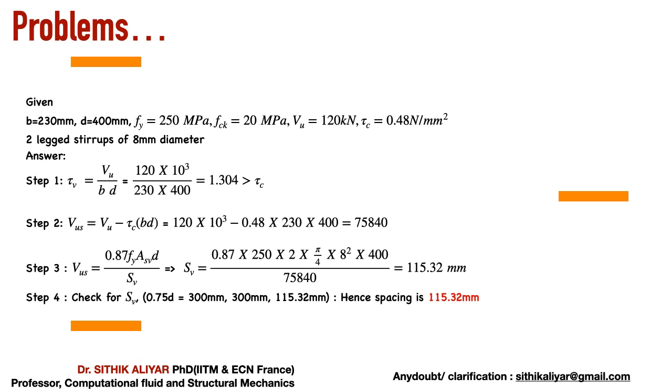The problem has given vertical stirrups. So VUs is equal to 0.87 Fy ASV D by SV. So SV is equal to, you substitute everything: you know Fy, you know ASV. ASV is two legged stirrups, 2 into pi by 4 into 8 square, and depth is given, and you know the extra shear force to be designed. SV comes to 115.32 mm, and then you should do the checking step. For vertical stirrups, it should not be more than 0.75 D and it should not be more than 300 mm. So the minimum of all three will be your answer. Okay, so the minimum of everything, your answer is around 115.32 mm. That's it. Okay, so it's direct substitution.